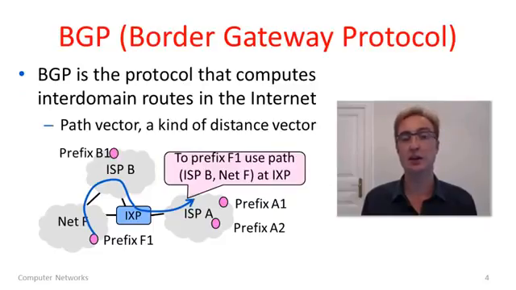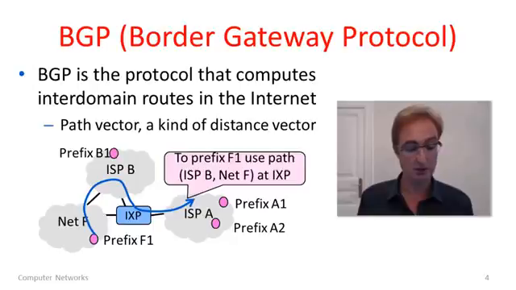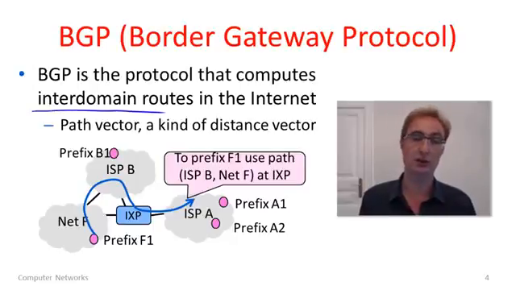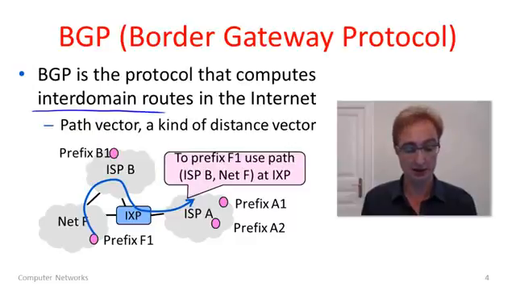So here's just an overview of some of the aspects of BGP, and then we'll move into some examples. So BGP computes interdomain routes, as they're called. These are routes across different entities, such as across ISPs in the internet, as distinct from intra-domain routes. Intra-domain routes are routes within one single network, such as within an ISP.